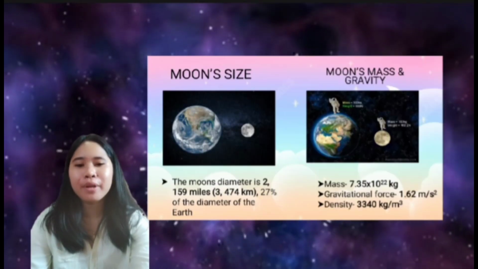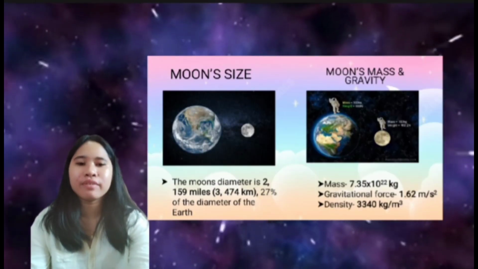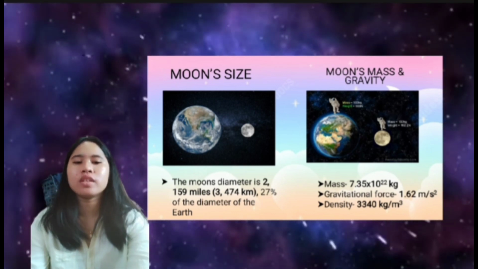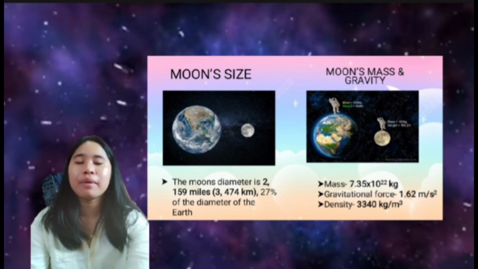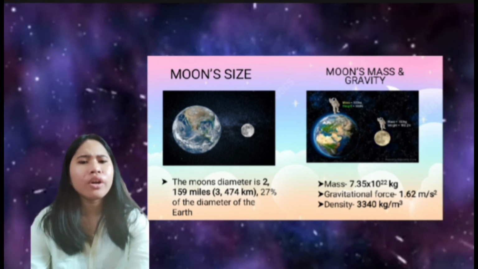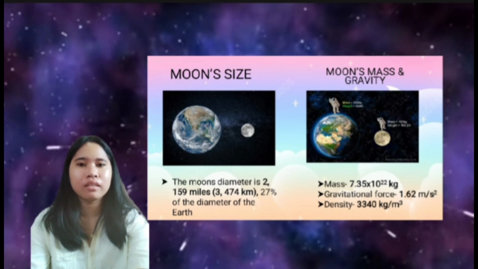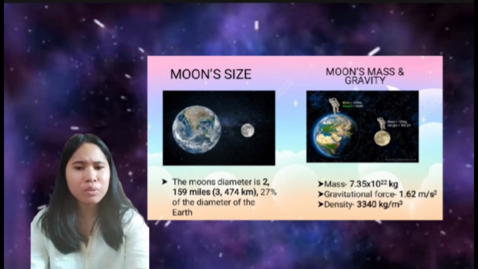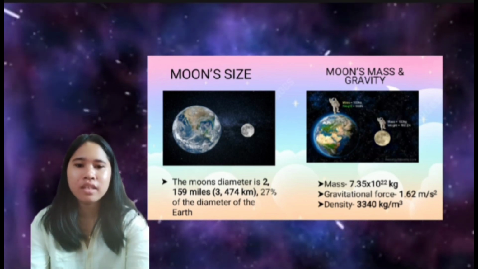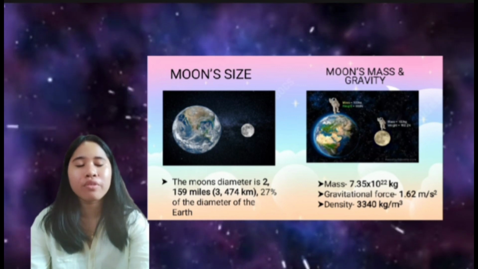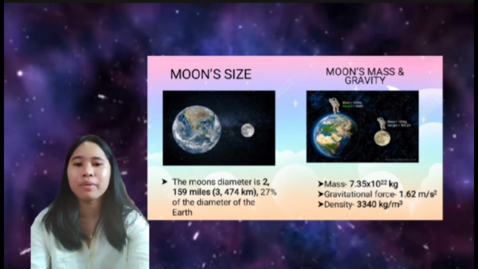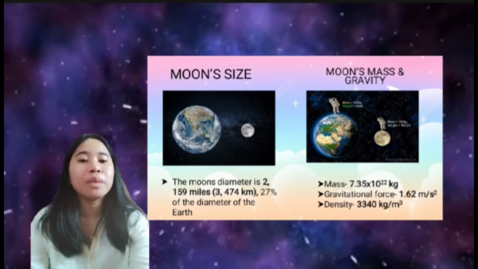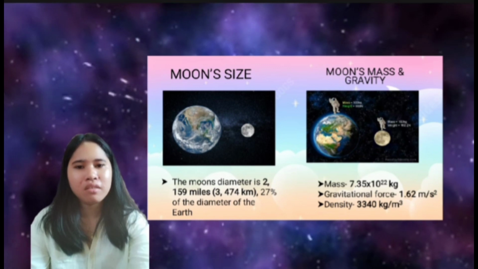The moon's diameter is 2,159 miles, or 3,474 kilometers, which is 27% of the diameter of the Earth. If Earth were the size of a nickel, the moon would be as big as a coffee bean. The moon is an average of 238,855 miles, or 384,400 kilometers, away. So imagine, Earth is much bigger than the moon. And I think we already know that.